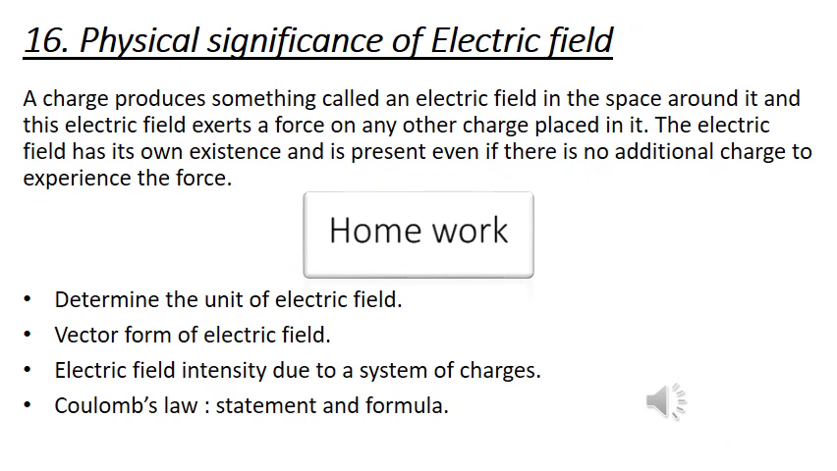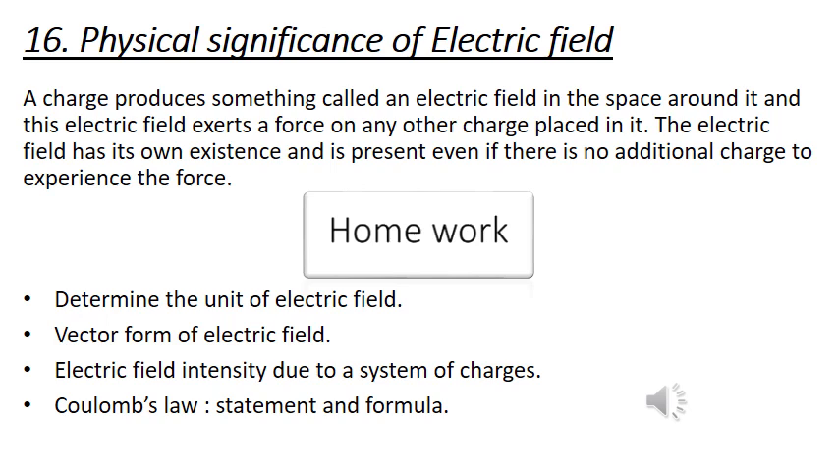Physical significance of electric field. Here the meaning of physical significance is the existence of something. Now to understand the existence of the electric field, if we put a test charge near a source charge, it will experience a force. By observation, we can say that there is something around the source charge which is exerting force on the test charge. That is the electric field. Electric field has its own existence even if there is no additional charge to experience the force.